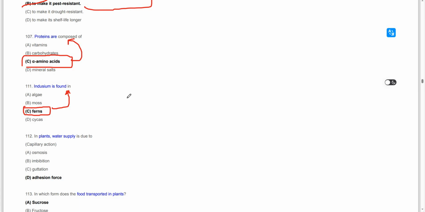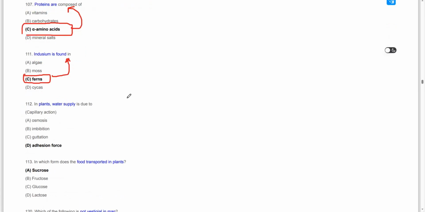So not in algae or moss, it's in ferns. Indusium is found in ferns.